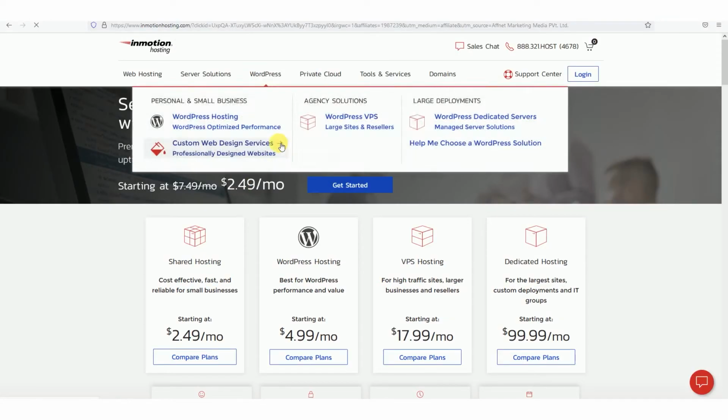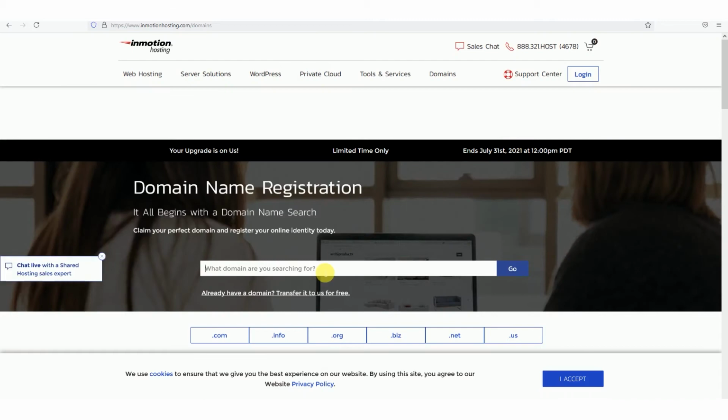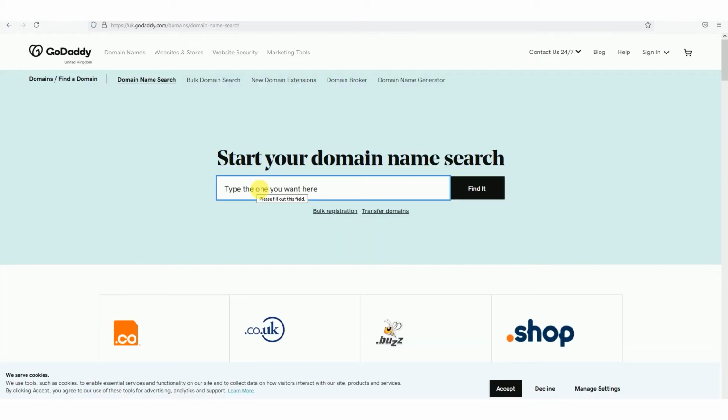If you think you don't want to get a domain from a Nigerian source, you can visit other platforms like InMotion, GoDaddy. These platforms provide almost the same services, but the difference is that the Nigerian version charges you in Naira and these charge you in dollars. But the truth is, you can host it anywhere.